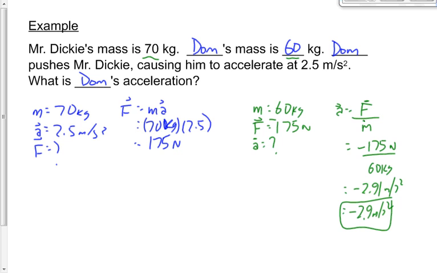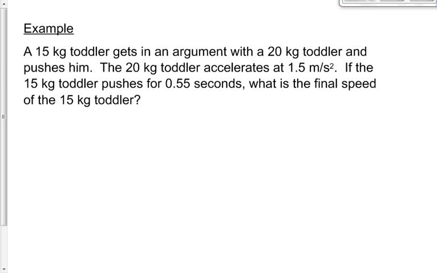Here's the next question. A 15 kilogram toddler gets in an argument with a 20 kilogram toddler and pushes him. The 20 kilogram toddler accelerates at 1.5. If the 15 kilogram toddler pushes for 0.55 seconds, hey, by the way, how long does the 20 kilogram toddler push for? 0.55, right? They both push for the same time with the same force, opposite direction. What's the final speed of the 15 kilogram toddler?